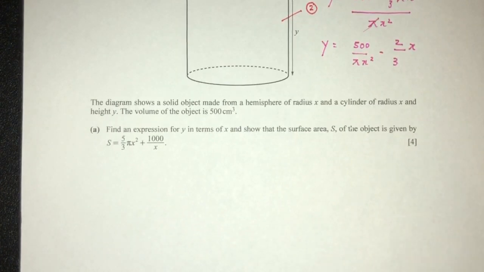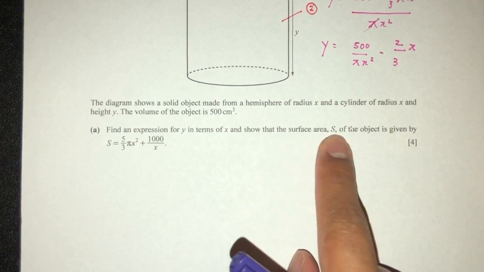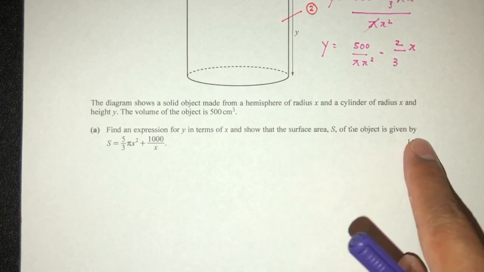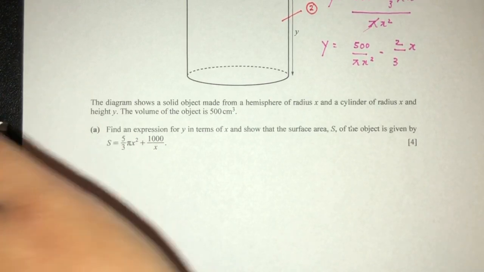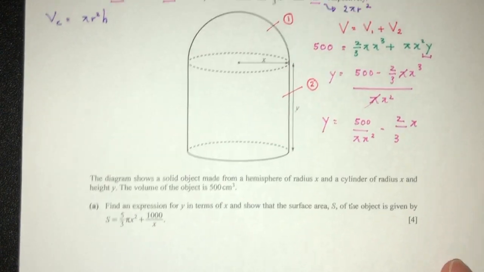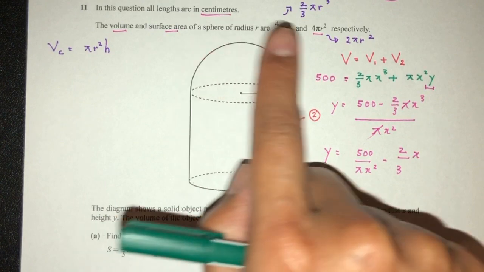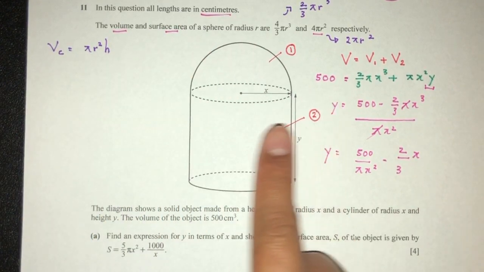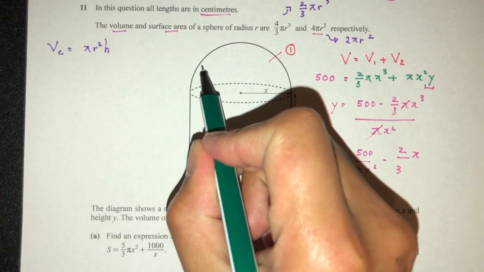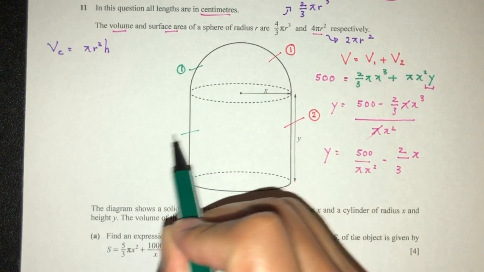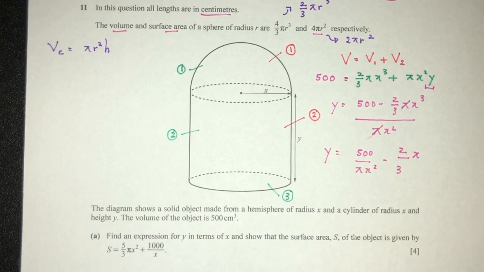Now let's move on. Here we have this first part: show that the surface area S of the object given to you is given by this one. So again, by observation, how would you find the surface area of this object? Pretty easy. It will be the surface area of the hemisphere, the curved surface area of the cylinder, and the base surface. So we have three things to find. Number one, this one. Number two, this one. And number three, this one. So three things, one by one.